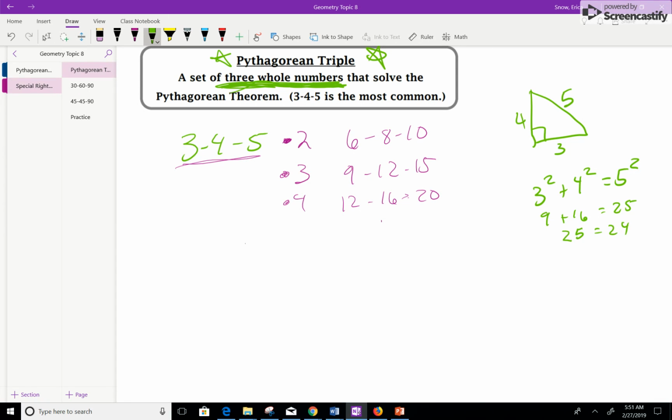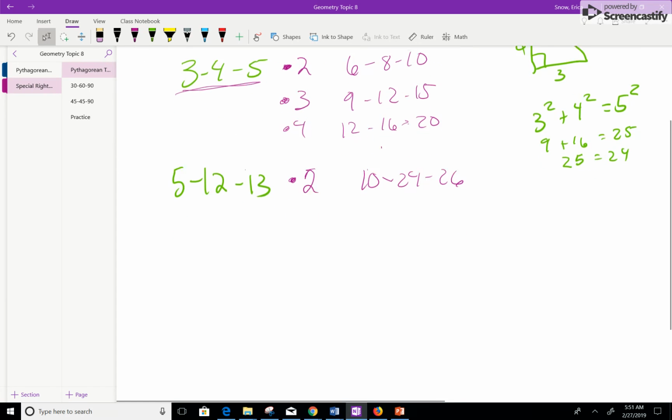Okay, the next one that you need to know is a 5, 12, 13 right triangle. So those have a relationship 5, 12, 13. And if we multiplied them by 2, you'd get 10, 24, 26. You can multiply it by 3, 4, 5. So I'm not going to go over all of those.